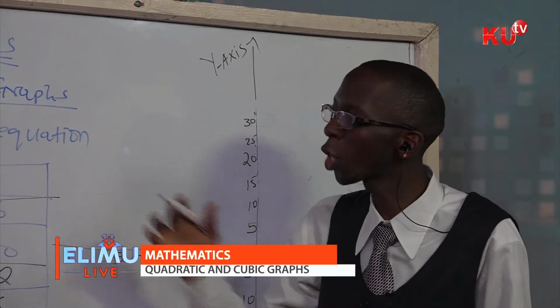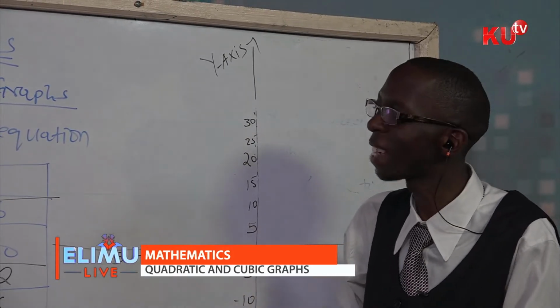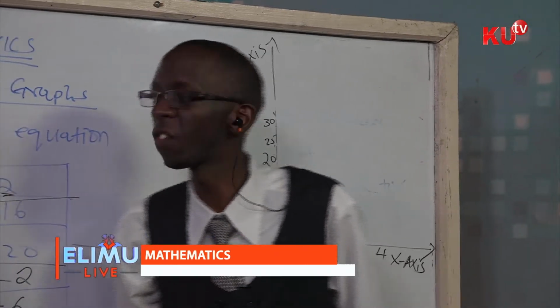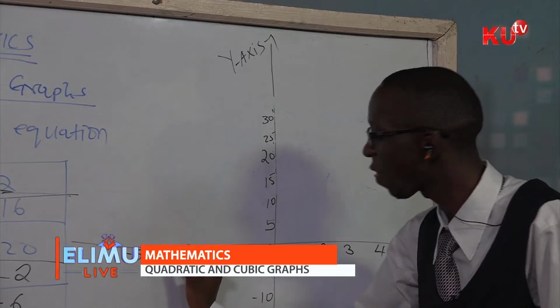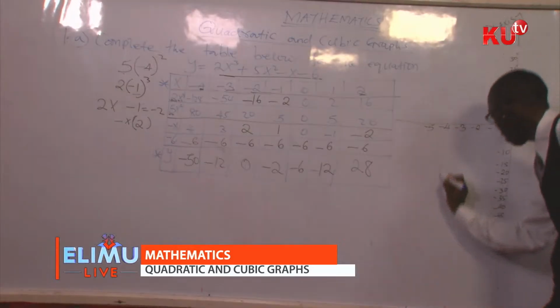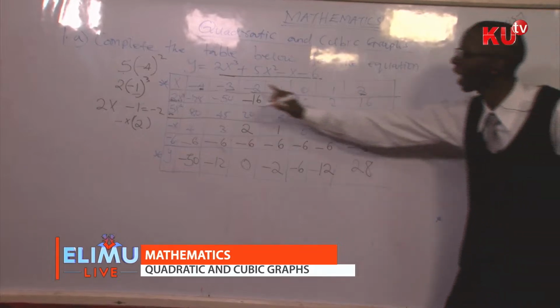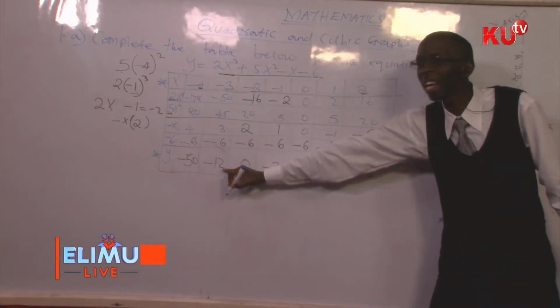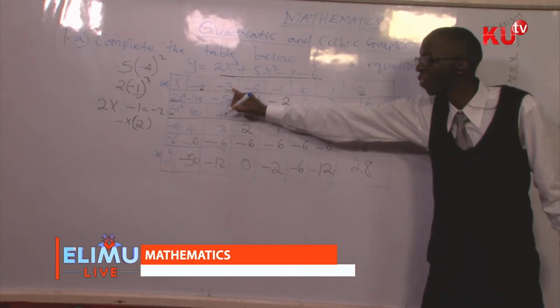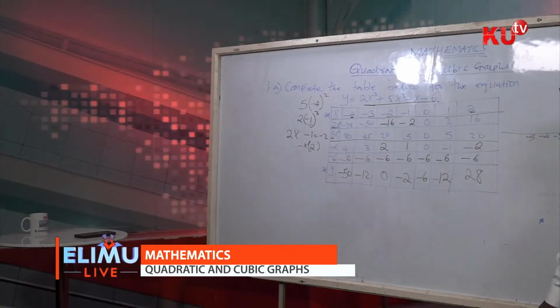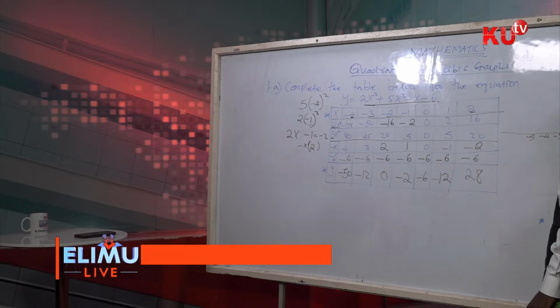Now, you can use your values of x and the values of y that you got in your table to plot your graph. When x is negative 4, what is y? Negative 50. Negative 4, that is x. Negative 50 is down here. When x is negative 3, y is negative 12. Negative 3, negative 12.